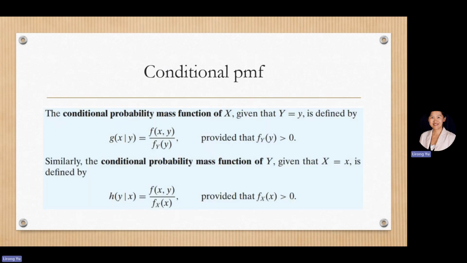All right. So our conditional distribution or conditional mass function is defined as the joint distribution divided by the marginal distribution. The conditional can be x or y. The first definition is the conditional distribution of x given y, that is f(x,y) divided by f_Y(y). For the conditional probability mass function of y given x, the denominator will be f_X(x) if x is the condition. Any question?